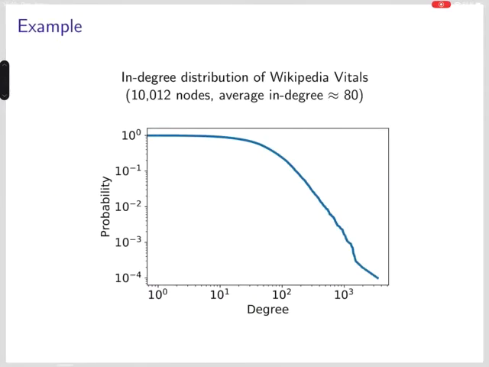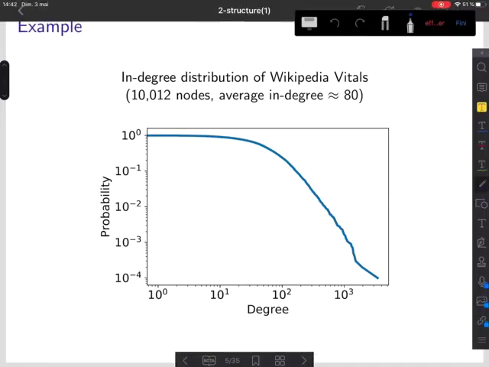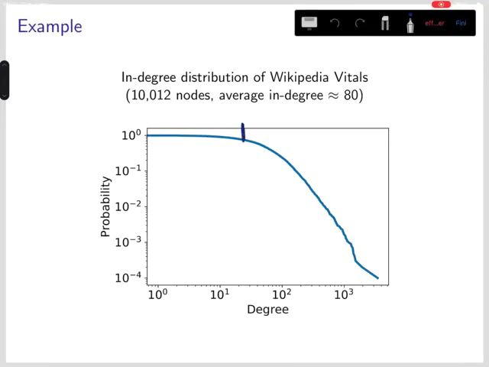And this is, for instance, what you observe in a real graph, so Wikipedia Vitals, the vital pages of Wikipedia. Here, this is a directed graph, so we'll focus on the in-degree distribution. And as you can see, you have something that looks linear beyond, let's say, a degree of 50. Okay, if you look here beyond 50, you have something that looks linear.